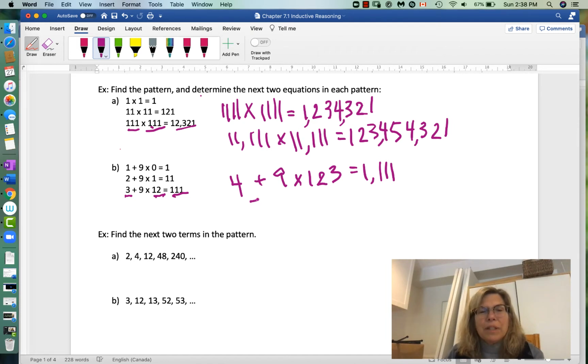And the next one is 5 plus 9 times 1,234. And that's going to equal 11,111. So there we have carried on that set of equations too.